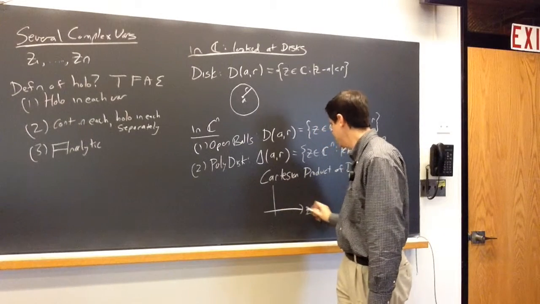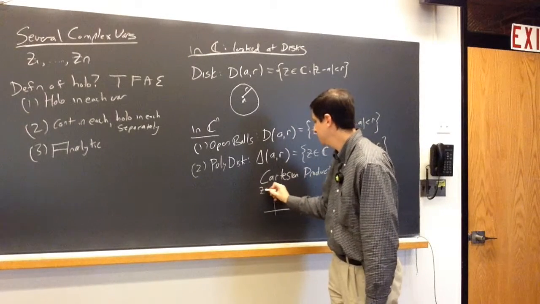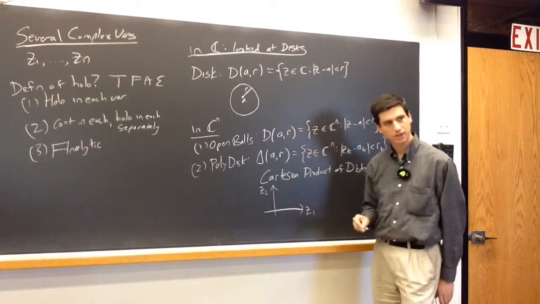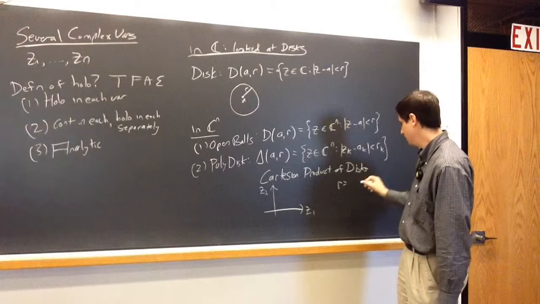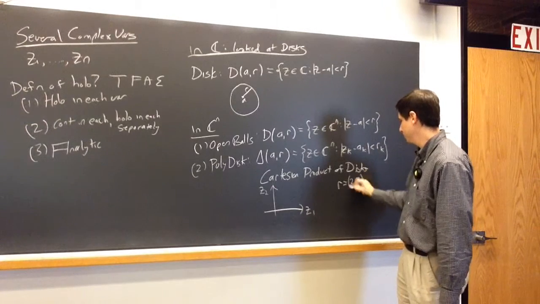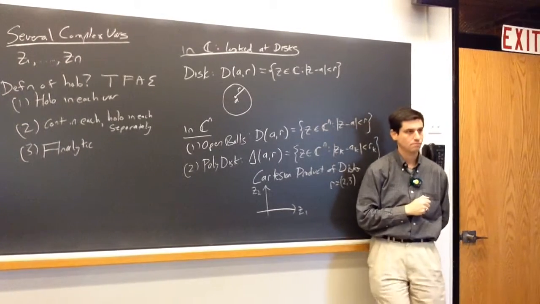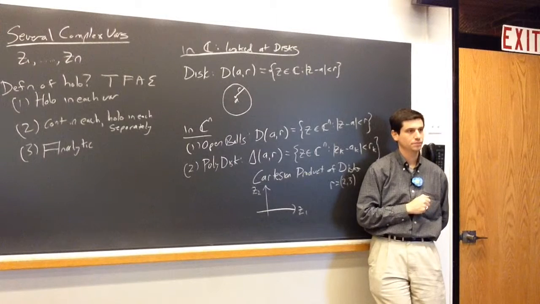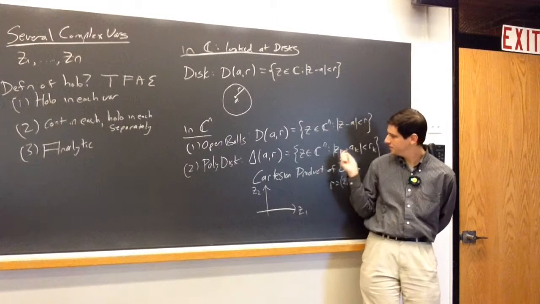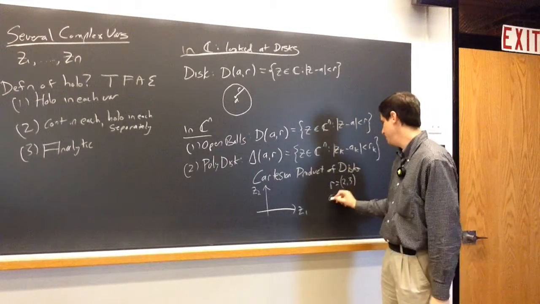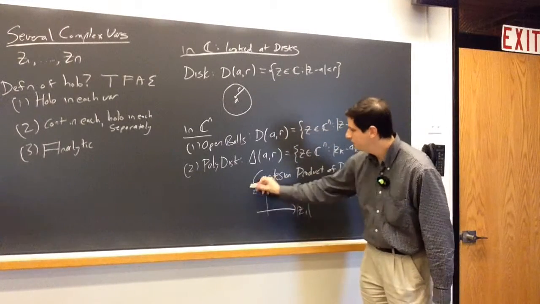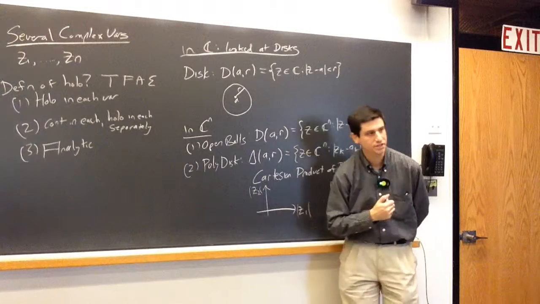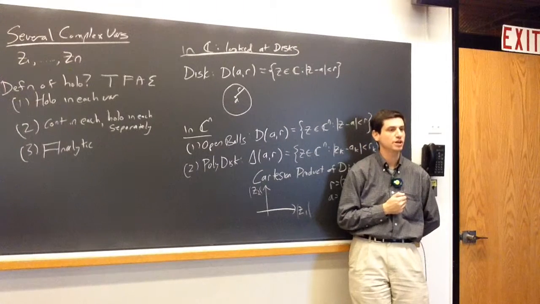So maybe here's Z1 and here's Z2. And maybe the polydisk radius R is (2, 3). So what would that be? We'll take the point A to be (0, 0), and we'll plot the absolute value of Z1 and Z2. We'll just plot what region that corresponds to.